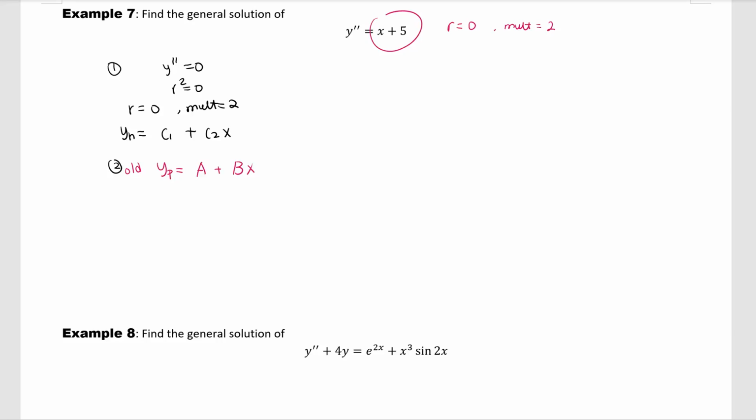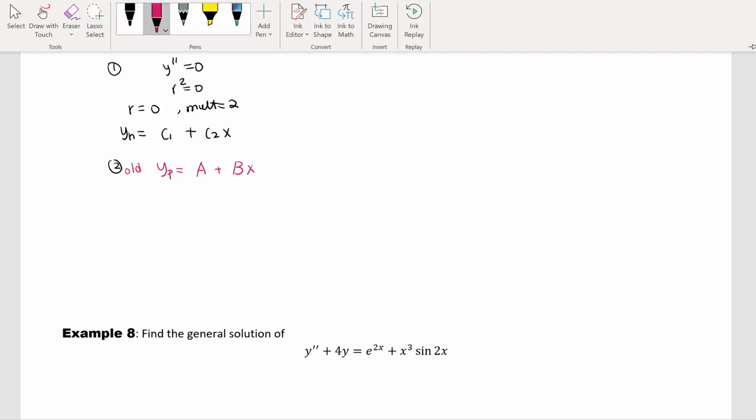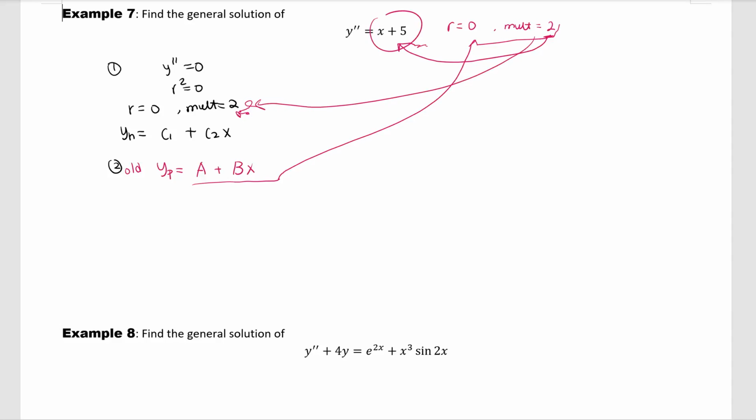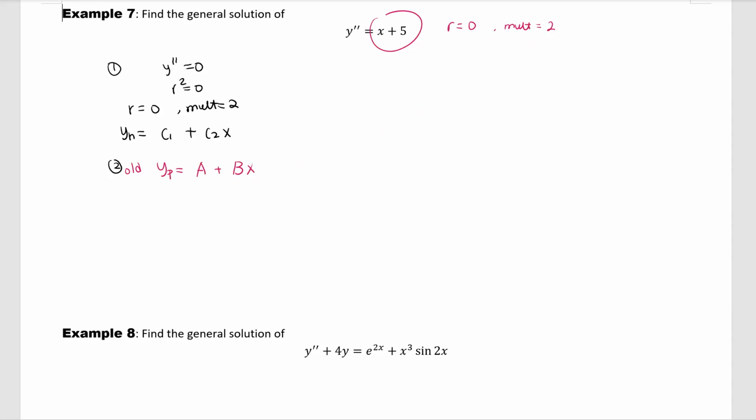Okay, and then what's the new setup? If we follow the rule of the setup, a plus bx corresponds to the root r is 0 and the multiplicity is 2, but this is not the same thing as this. This multiplicity can be different than 2. So in order to avoid confusion, I just erase this.